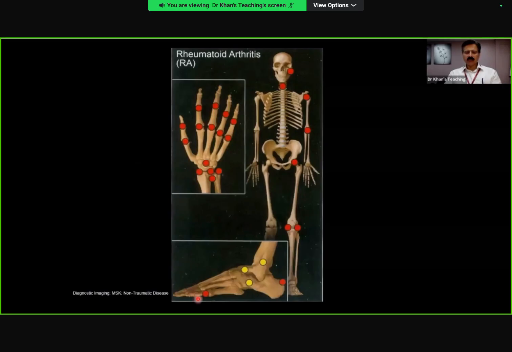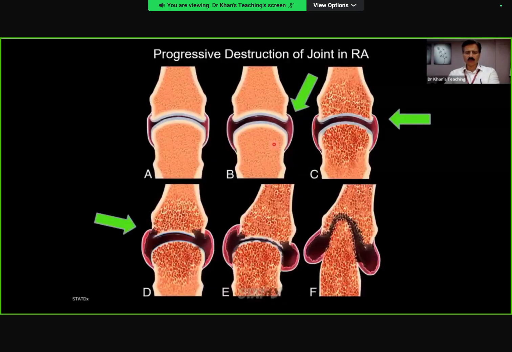In the foot, the red dot means more common involvement, and the yellow dot means less common involvement. So the 5th metatarsophalangeal joint is very important to remember. Of course, others can also be involved, but the 5th is very important to remember. Rheumatoid arthritis basically can involve any joint of the body, even TMJ and things like that. But these are the exam type of things which you have to remember. Cervical spine is again exam, and I'll come back to show you a few films. So if you can concentrate here, this will help you understand what happens in rheumatoid arthritis.